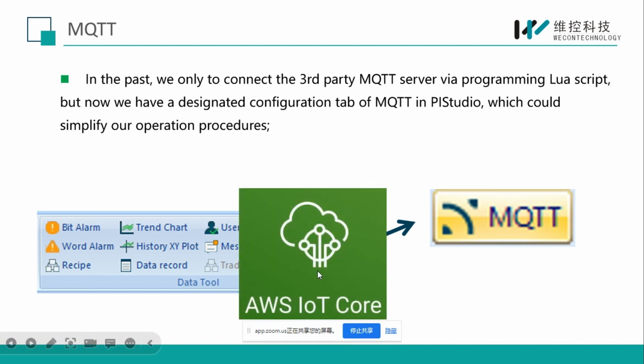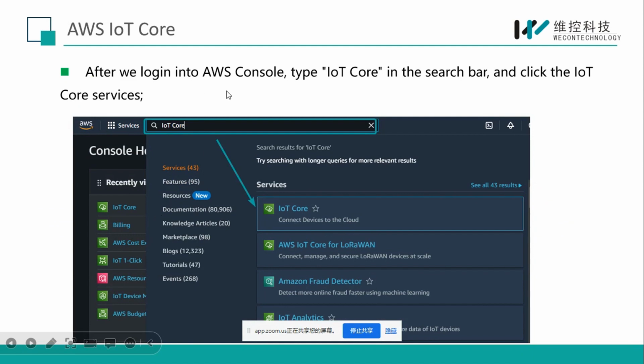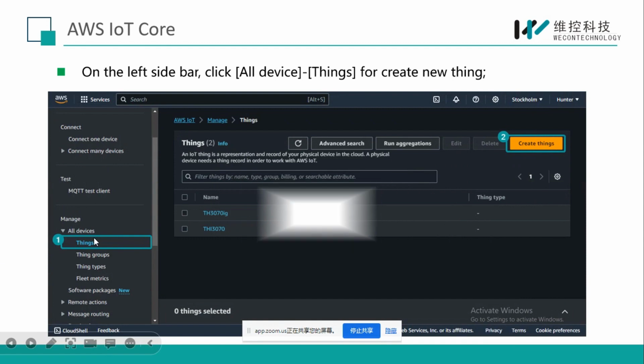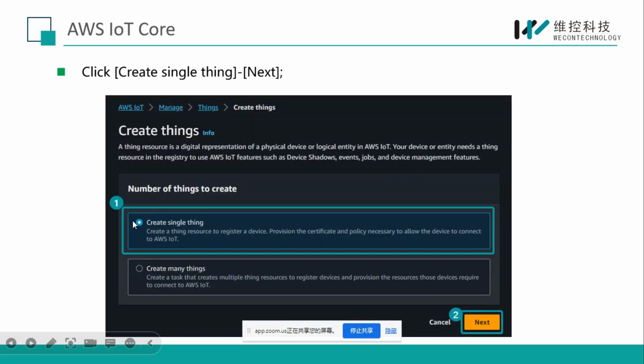So, AWS IoT Core. After we log into the AWS console, type IoT Core in the search bar and click the IoT Core service. Then on the left side, we click Things, and create a new thing. Please notice not to click this one; we create the thing from here, okay? After that we select create single thing, then click next.